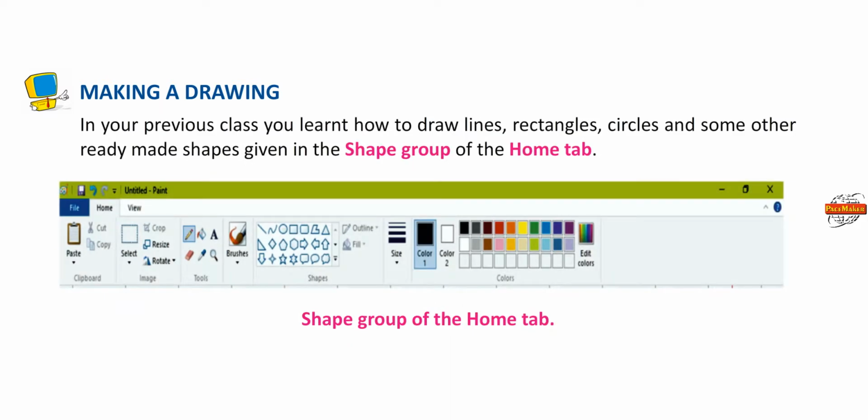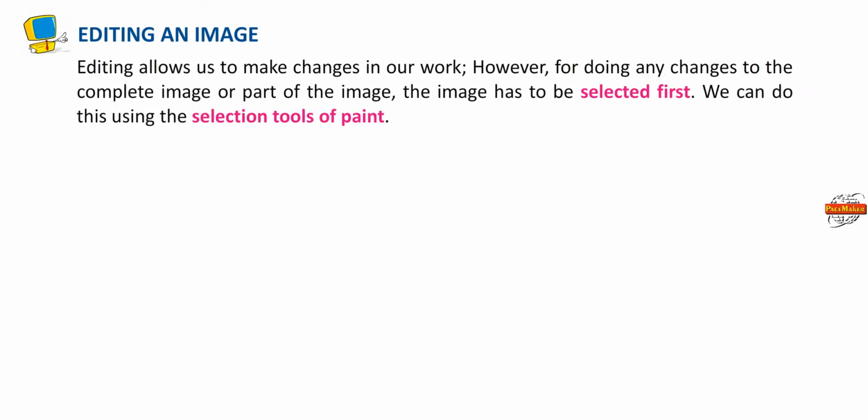Making a drawing. In your previous class, you learned how to draw lines, rectangles, circles and some other ready-made shapes given in the Shape group of the Home tab. Editing an image. Editing allows us to make changes in our work. However, for doing any changes, the complete image or part of the image has to be selected first. We can do this by using the selection tools of Paint.